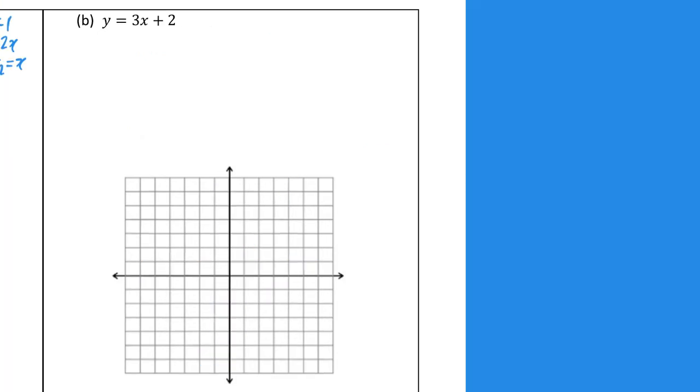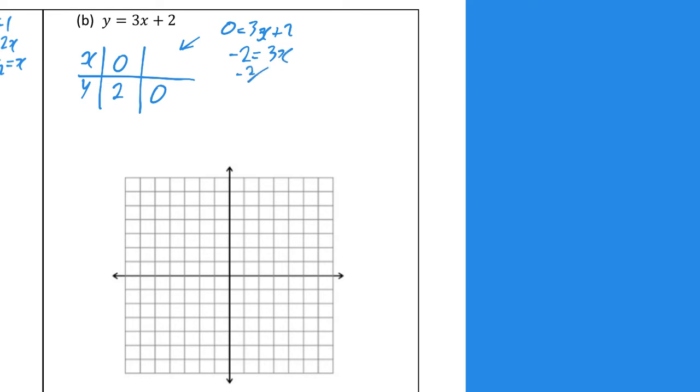Okay, we're going to use the method of putting x equals 0, y equals 0 again in this one. So I'm going to put x equals 0. So the y value is going to be 3 times 0 plus 2, so it's just going to be 2. Put y equal to 0 and see what my x value is. So that means 0 is equal to 3x plus 2, which means minus 2 is equal to 3x. So minus 2 over 3 is equal to x.